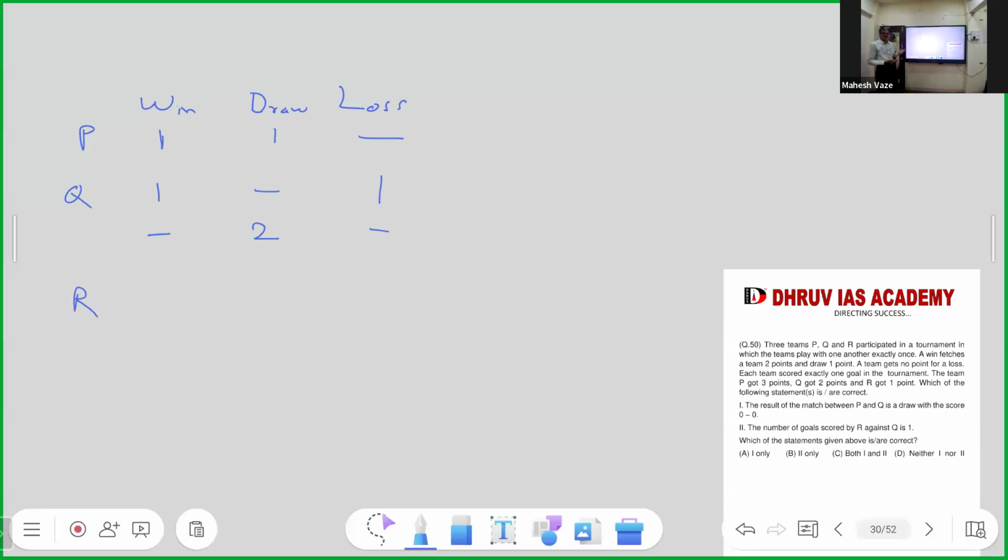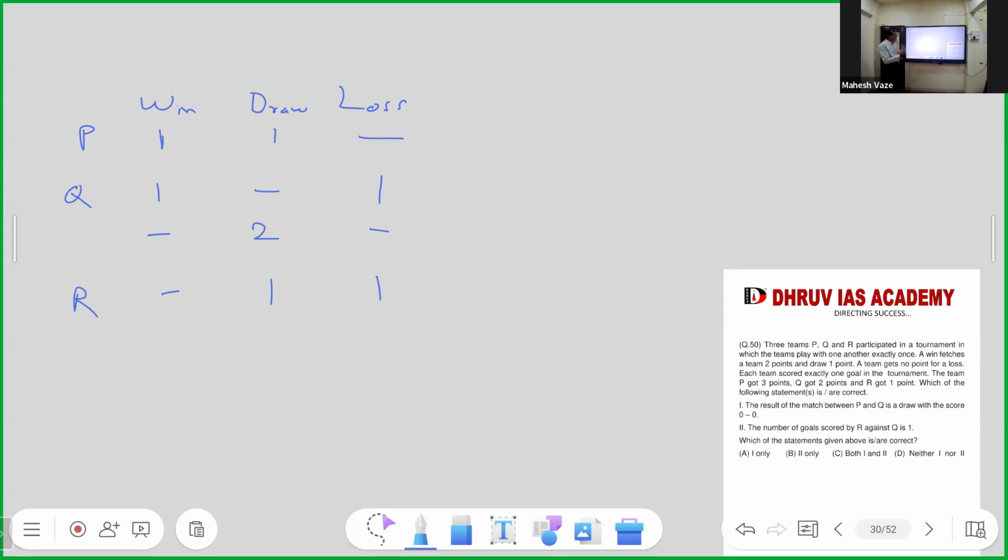For R, he has not won any match, but still he has got 1 point. So that must be 1 draw. So no win, 1 draw, and 1 loss, of course. Now we'll see here. P has won 1 match, drawn 1 match, and lost none.